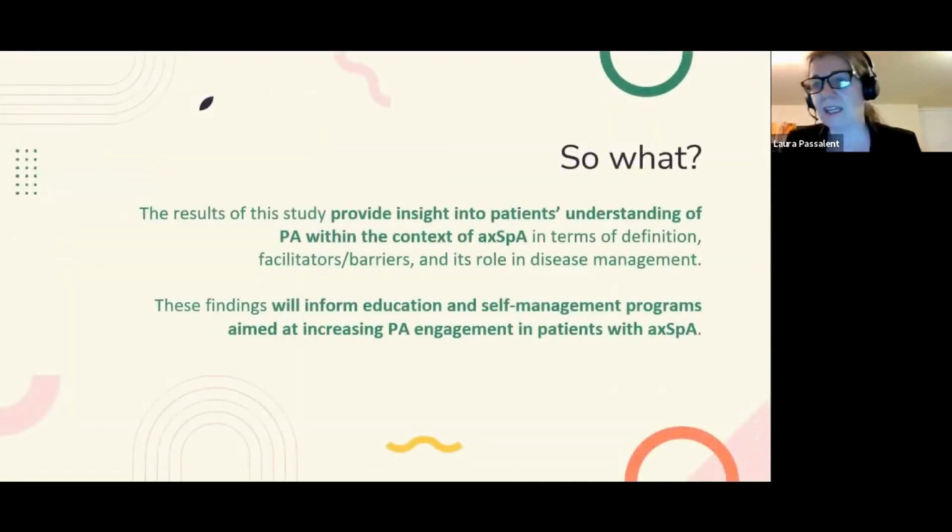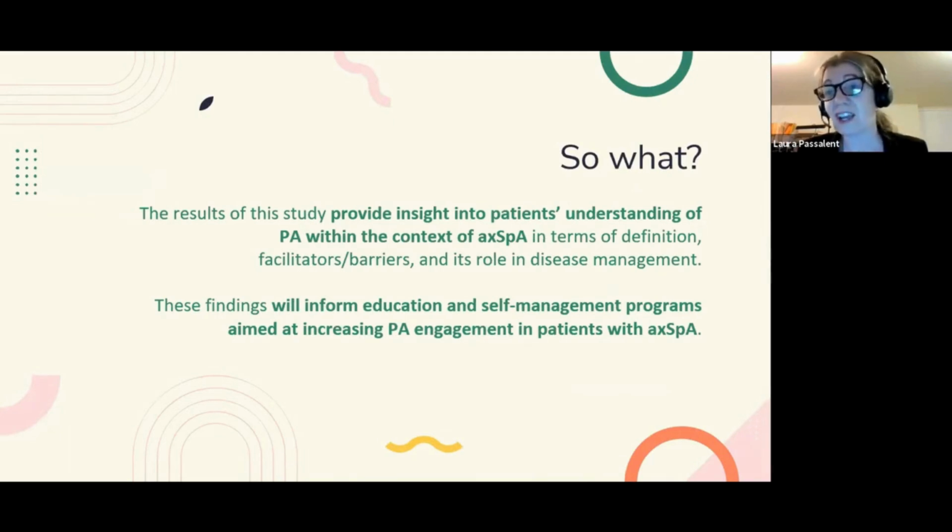So what does all this mean? What do we do with all this? So the results of this study really help us provide insight into people who are living with axial spondyloarthritis and their understanding of physical activity within the context of their disease. And we are hoping that these findings will help to inform education and self-management programs that are aimed at really increasing physical activity engagement in people with AxSpA.